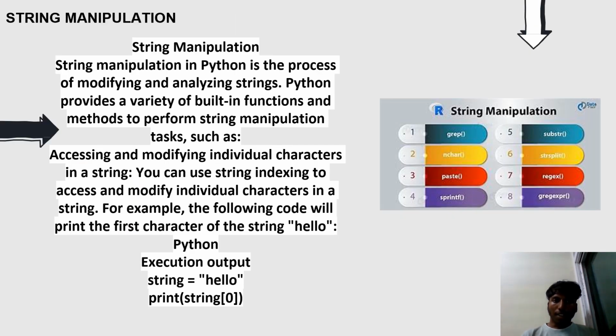String manipulation. String manipulation is the process of modifying and analyzing strings. Python provides a variety of built-in functions and methods to perform string manipulation, such as accessing and modifying individual characters. You can use string indexing to access and modify individual characters. For example, the following code will print the first character of the string hello. Python execution output: the string hello, print string of 0.